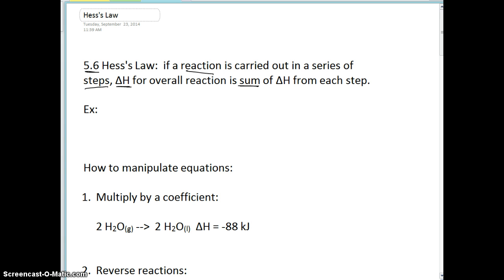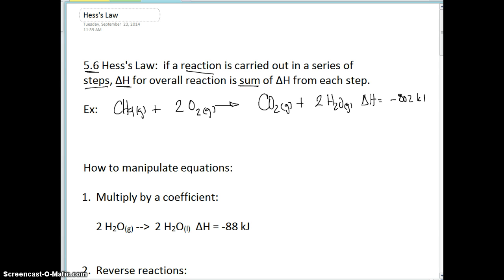If we were to take, let's say, methane gas, which is CH4, and we were to react it with oxygen gas, we know that it's going to react to form carbon dioxide plus water. And we could look up or find a delta H value for this. The delta H is going to be negative 802 kilojoules.